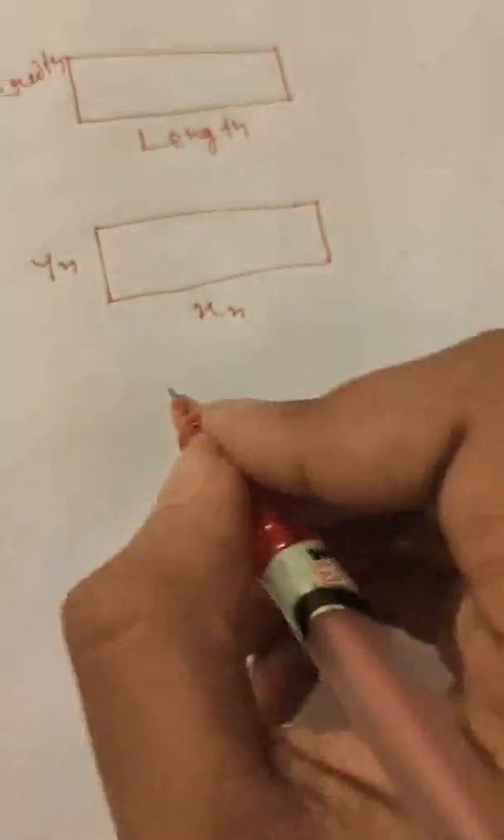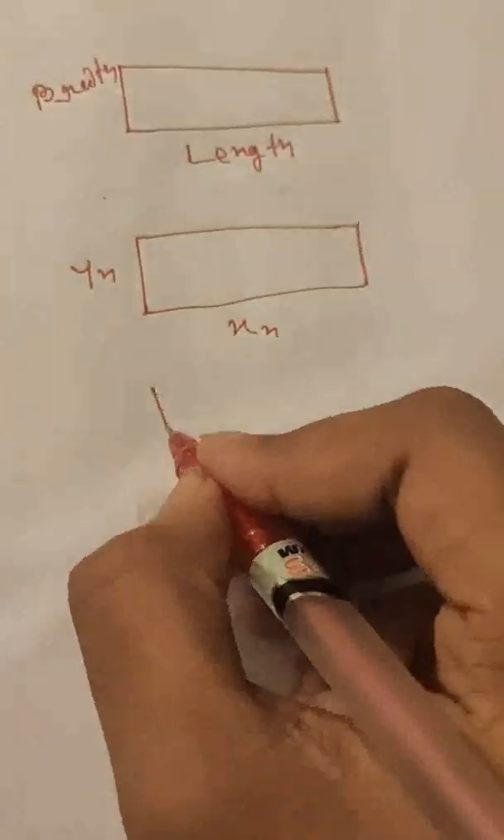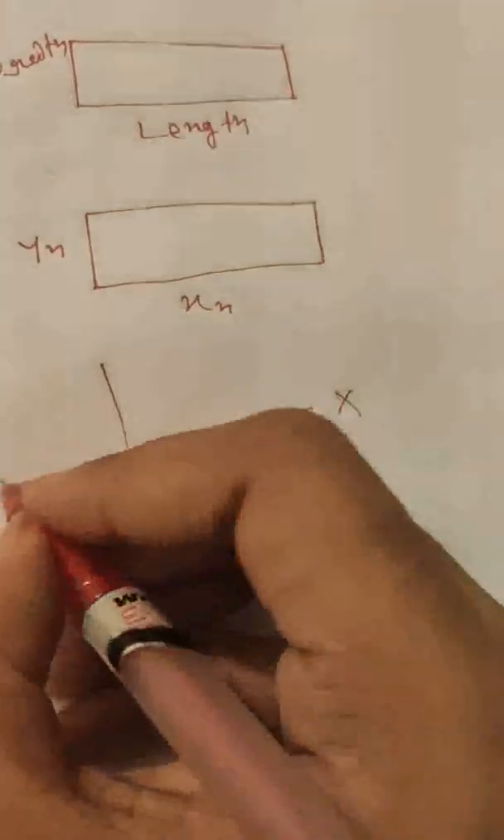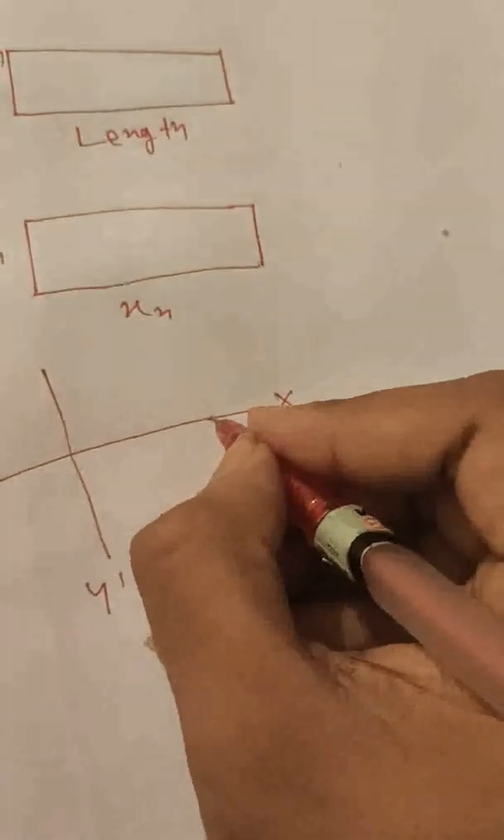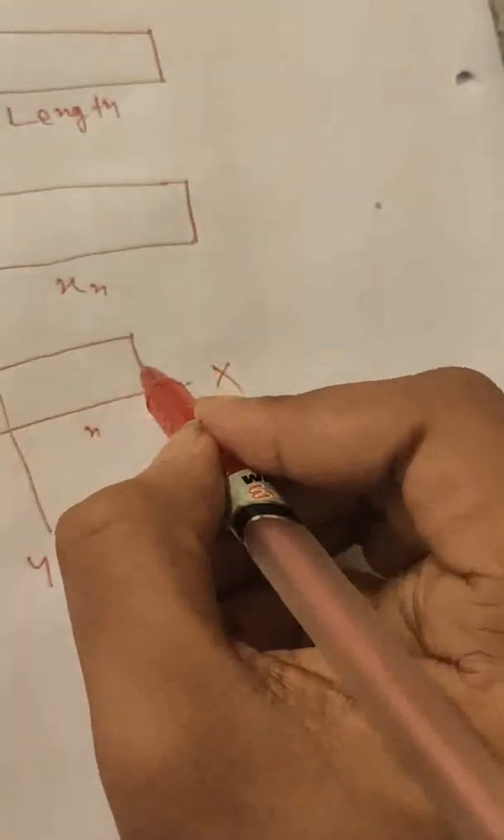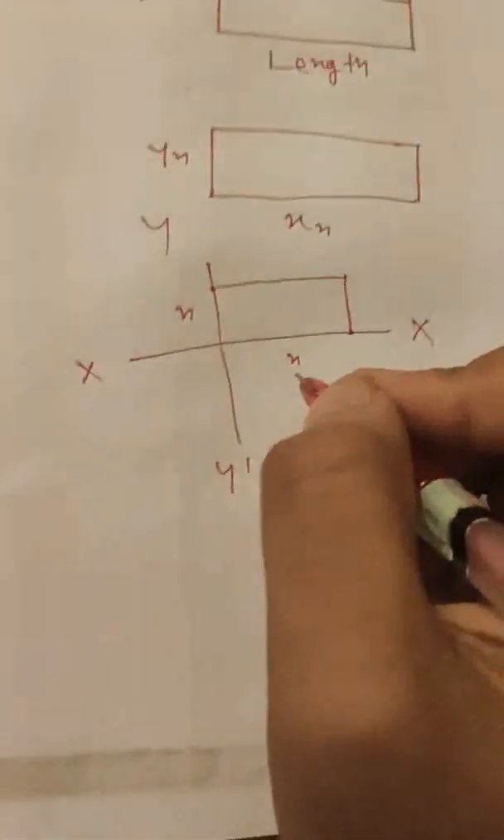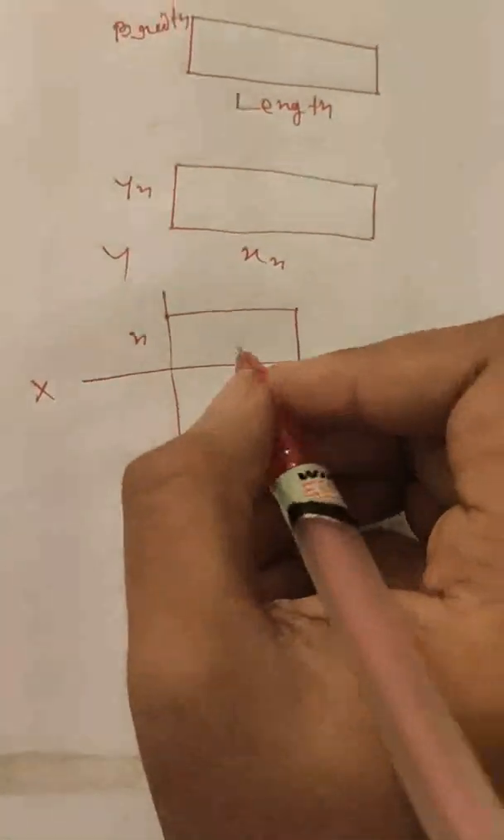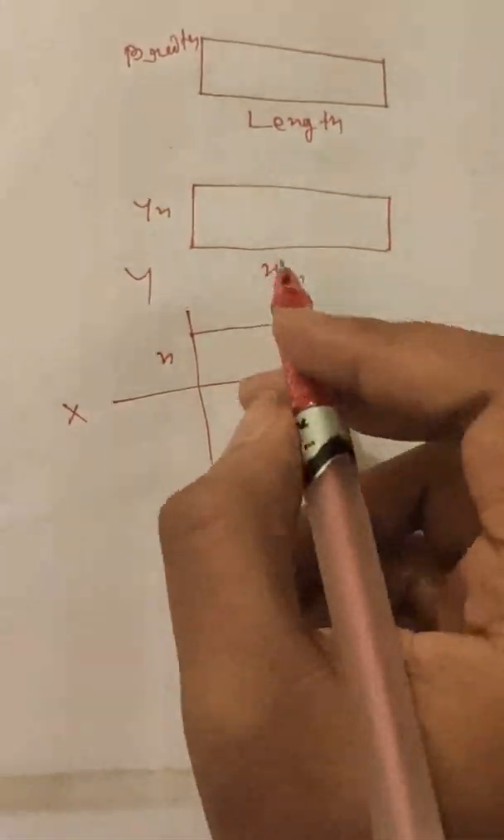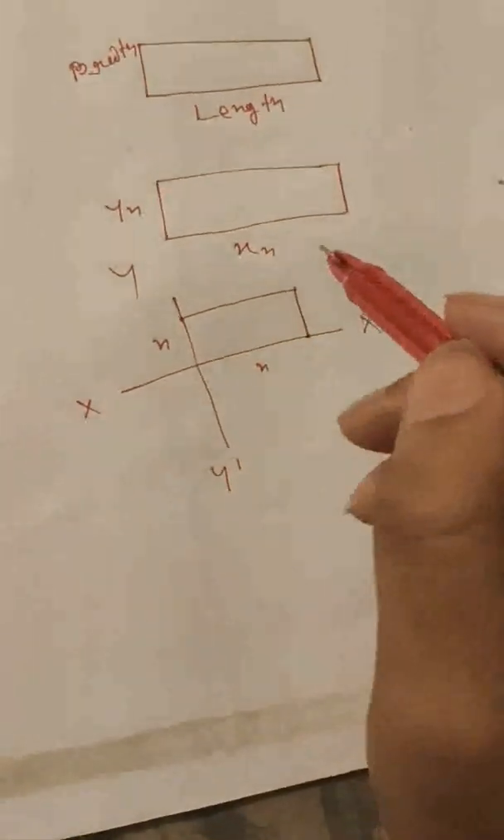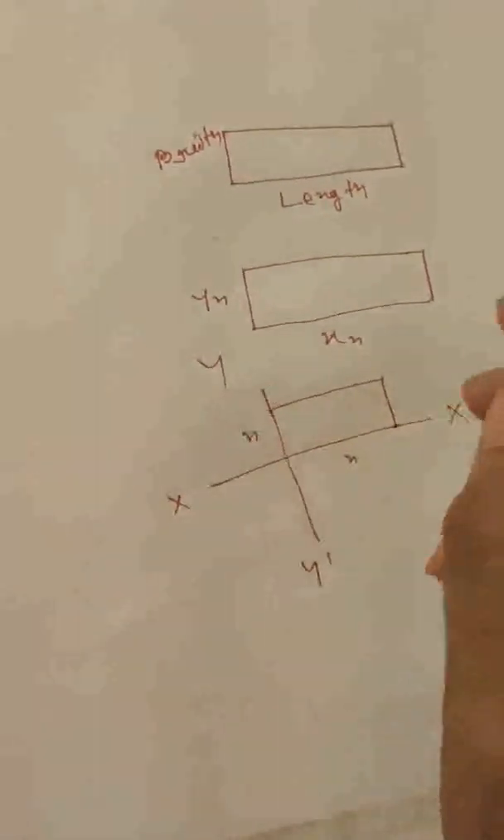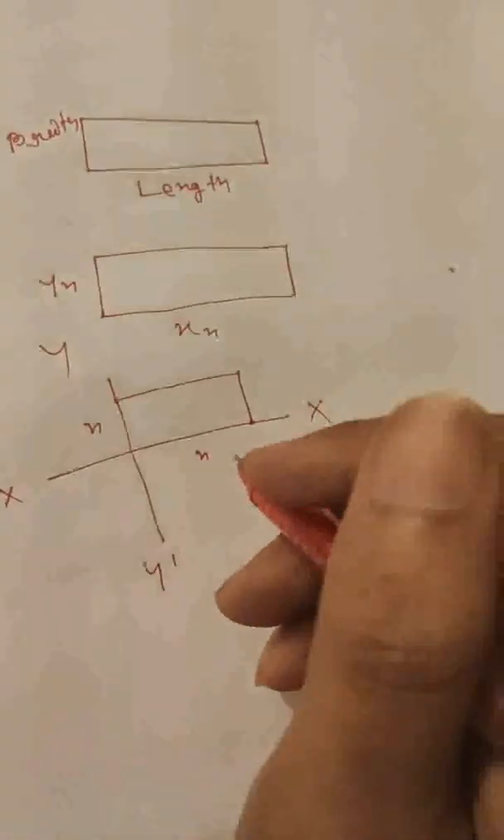yn breadth, then I can plot this rectangle on a graph like this: x dot, y dot, and here it is up to n xn and here it is up to n yn. So I can easily draw the rectangle. So you need two dimensions, two measurements of this rectangle, to draw it. These figures like rectangles, triangles, squares, all these figures are 2D.